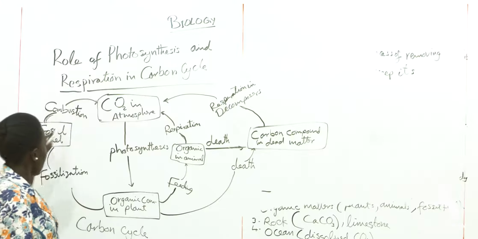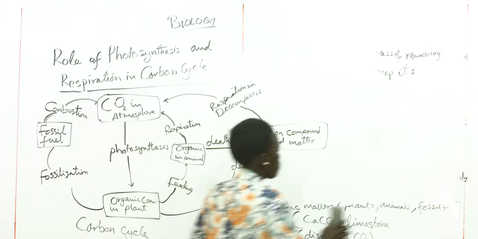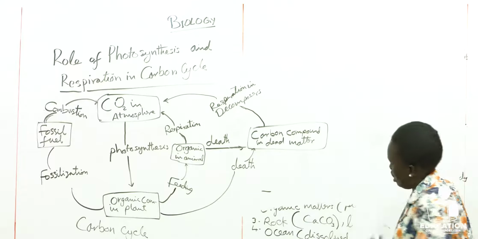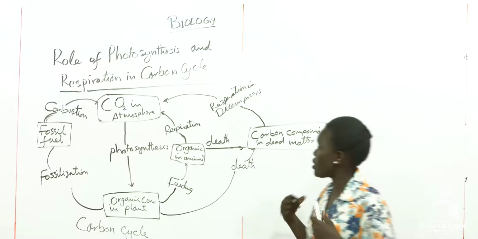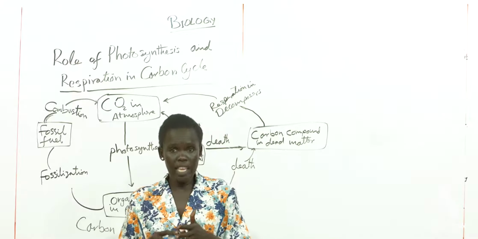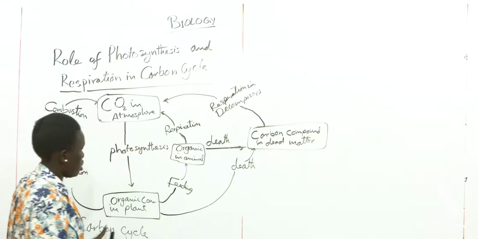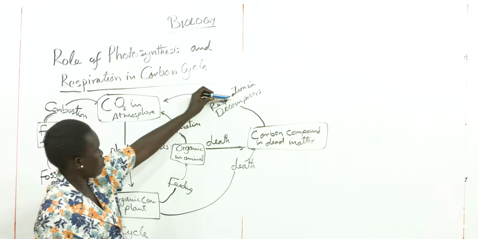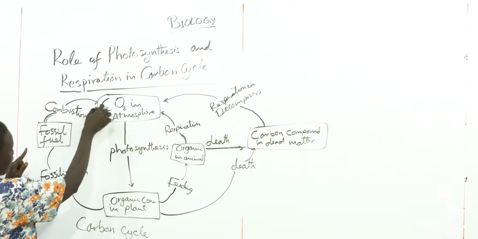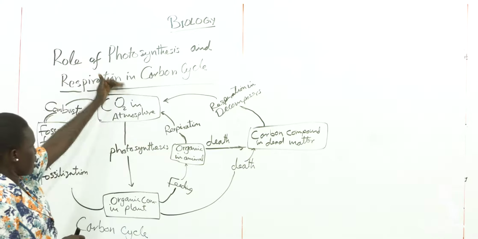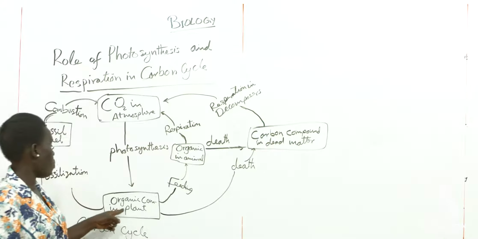So from this carbon cycle, there are some main processes. What are the main processes in the carbon cycle? As I've said right from the beginning, photosynthesis and respiration are part of the carbon cycle processes. When you look at this carbon cycle diagram, respiration sends back carbon dioxide to the atmosphere. Here, combustion takes it back to the atmosphere. Here, photosynthesis brings it out of the atmosphere to be used for making organic compounds in plants.